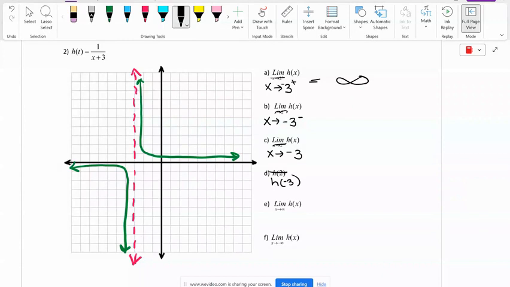Okay, now let's look at what happens as x approaches negative 3 from the negative direction. So here we're approaching negative 3 from the negative direction. But now where does it look like the graph is going forever? Negative infinity. You got it.